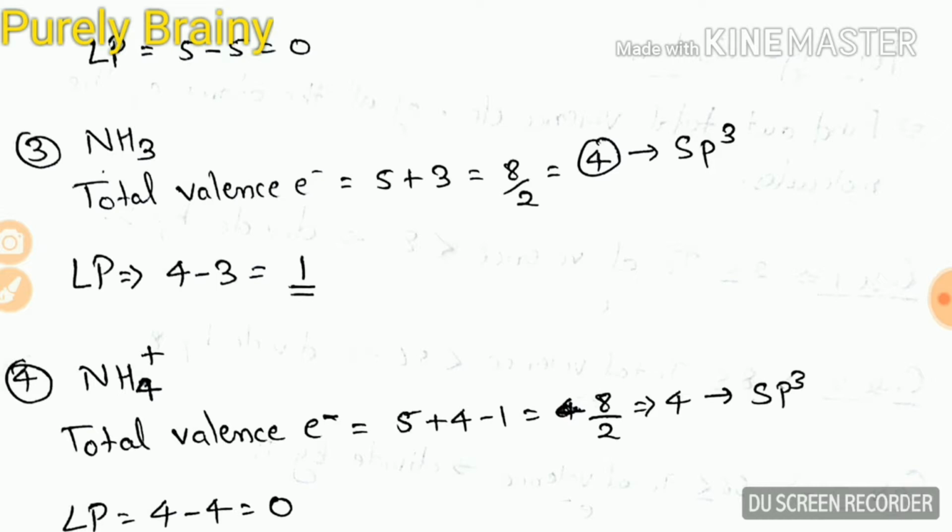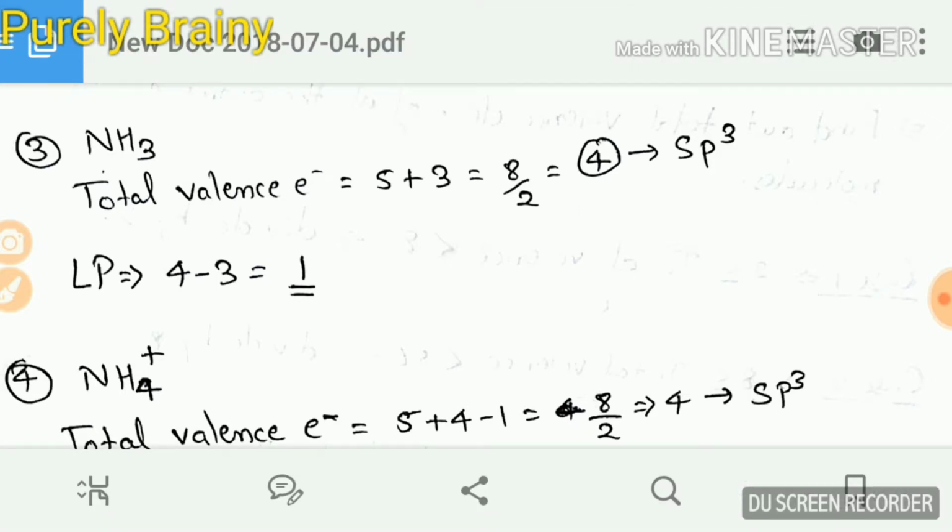Now to calculate the lone pair, the number of hybridized orbitals, that is 4, will be subtracted by the number of surrounding atoms. In NH3, nitrogen is surrounded by 3 hydrogens. So the total number of surrounding atoms in NH3 is 3. So the lone pair will be 4 minus 3, that is 1.